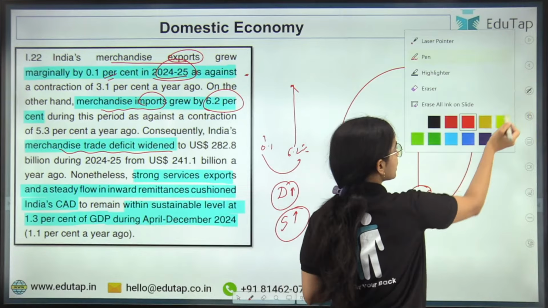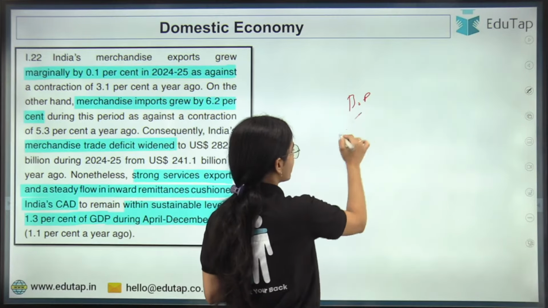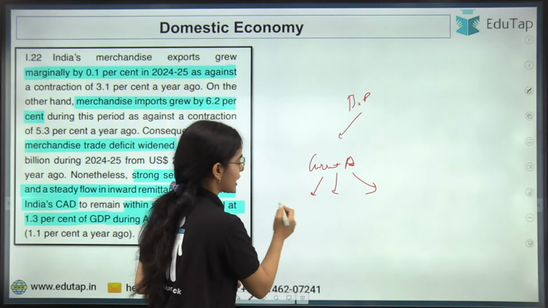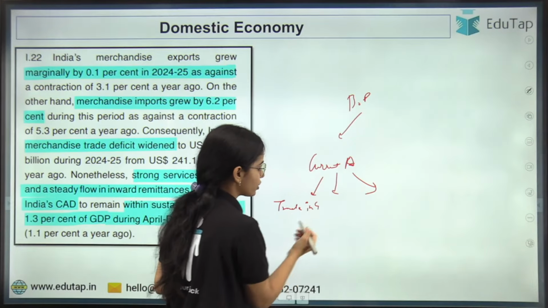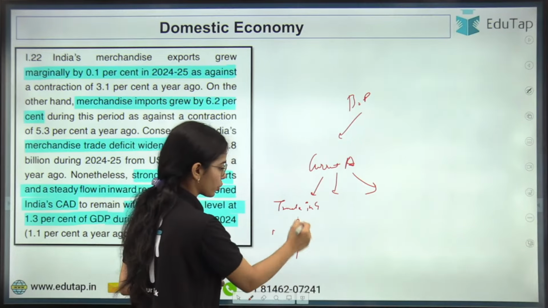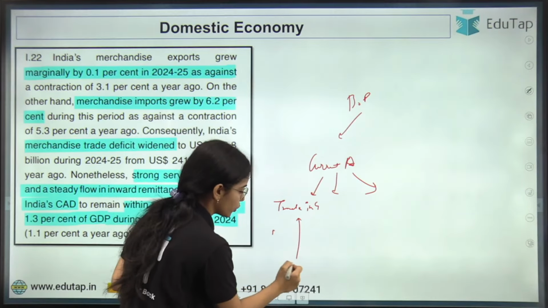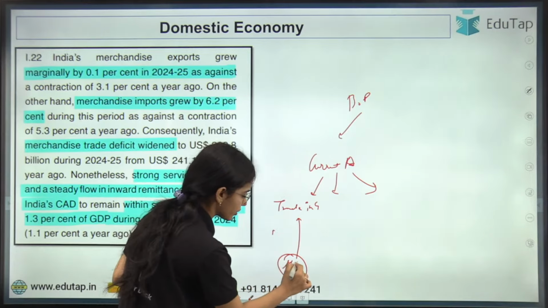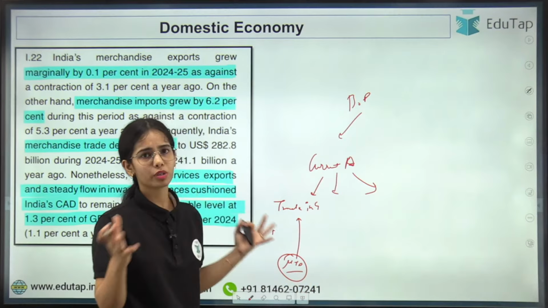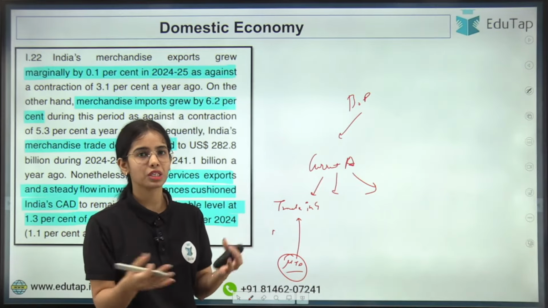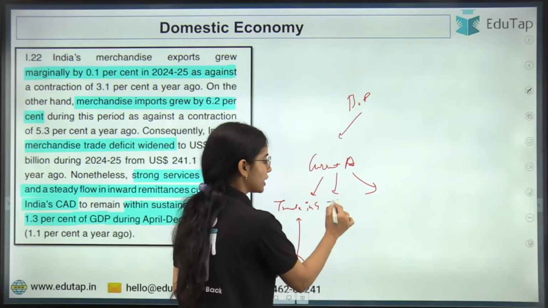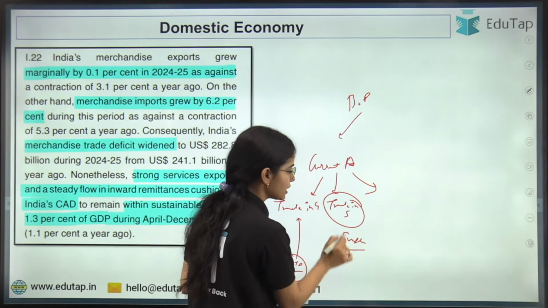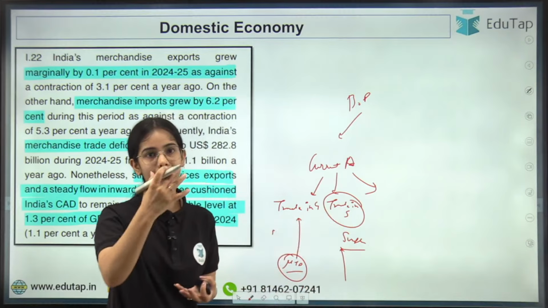Now, in the balance of payments, we have the current account. In the current account, we have three components. The first is trade in goods. In trade in goods, the exports have grown slightly, the imports have grown a lot, and that has created a huge merchandise trade deficit in the goods section. Then there is trade in services. Trade in services was in surplus because the exports in services were way higher than the imports.